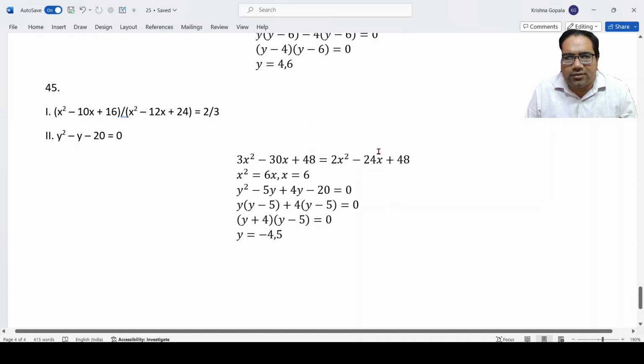This 30x, let's take to the other side. 30x minus 24x equals 6x. x square equals 6x. x cancelled. x equals 6. This is the solution. Let's solve the second equation.